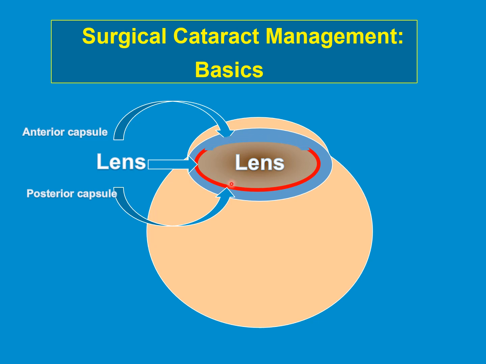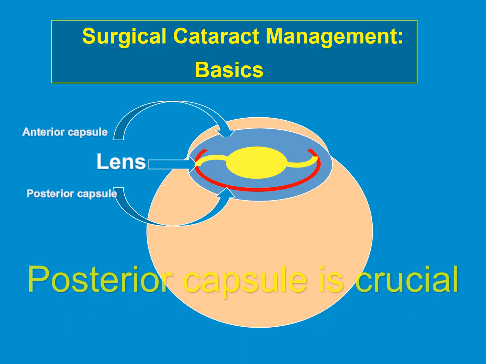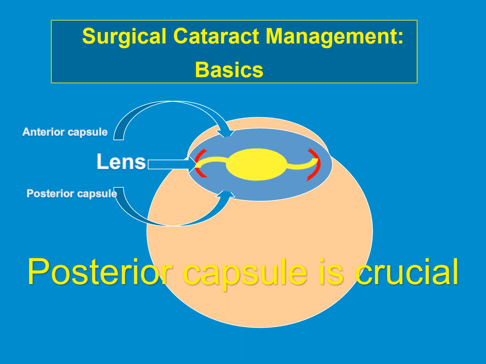We take off the anterior capsule, then we remove the cataract and put the implant in. The implant rests on the posterior capsule. If you don't have the posterior capsule, the lens is going to drop down. So the posterior capsule is very crucial for the implant.